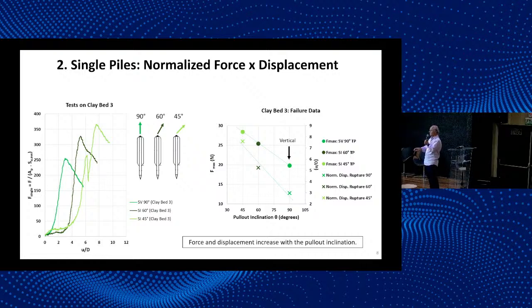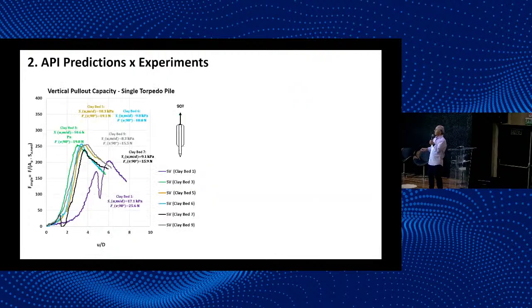The displacements also increase as you incline. So you have force, not normalized force, but normalized displacements plotted against pull-out inclination. The inclination goes in this direction, right? So both increase with pull-out inclination. That's the first interesting conclusion.